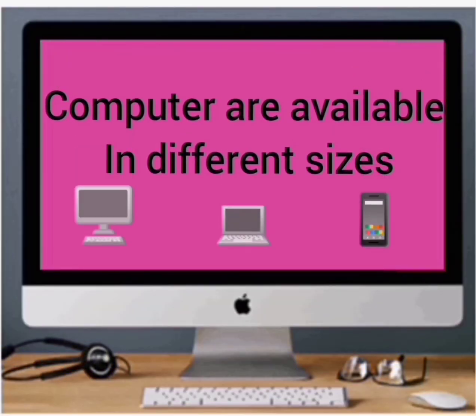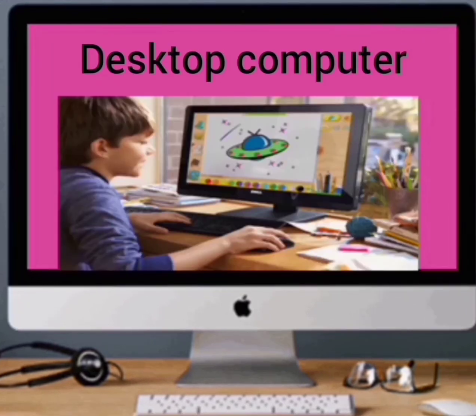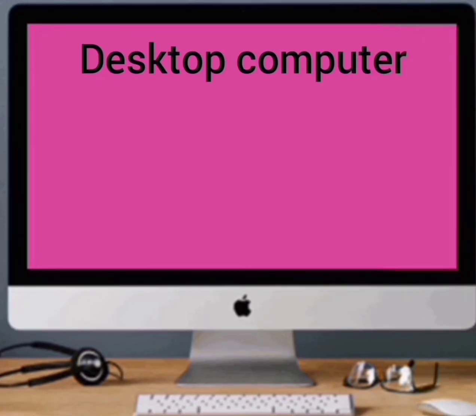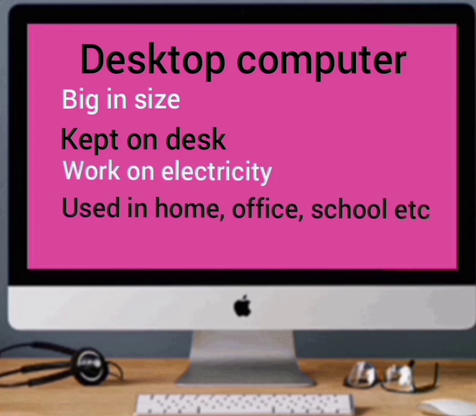Computers are available in different sizes. Some computers are big, some are medium-sized and some computers are small. Desktop computer. Desktop computers are big in size. These types of computers are kept on a desk. Desktop computers work only on electricity. Such computers are used in homes, offices or at school. They are also known as personal computers.